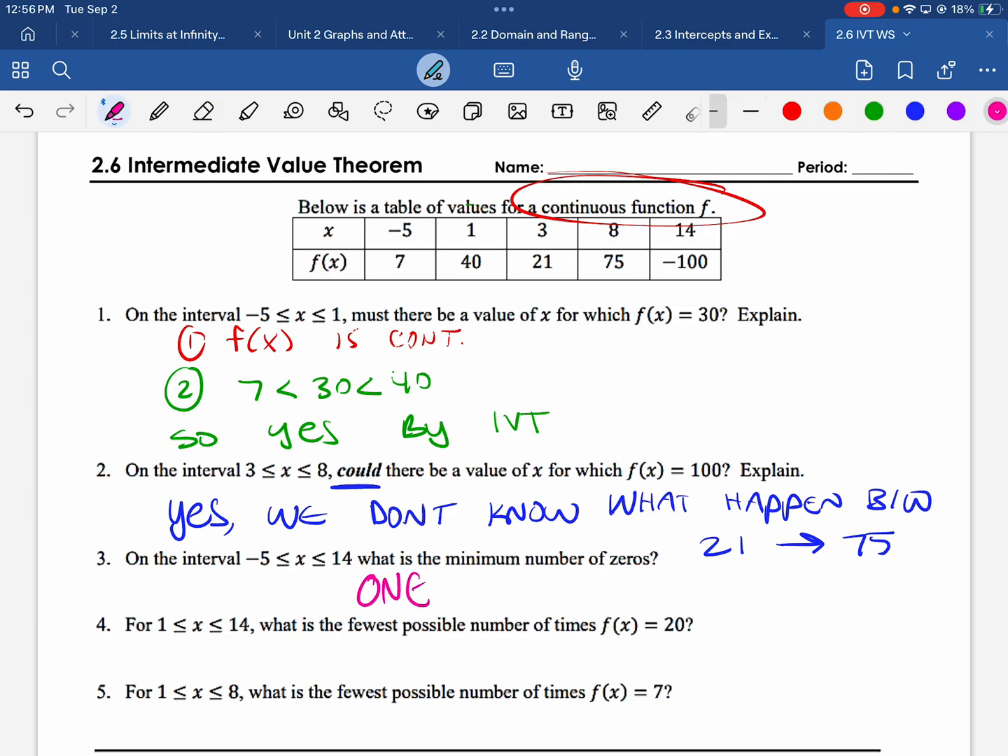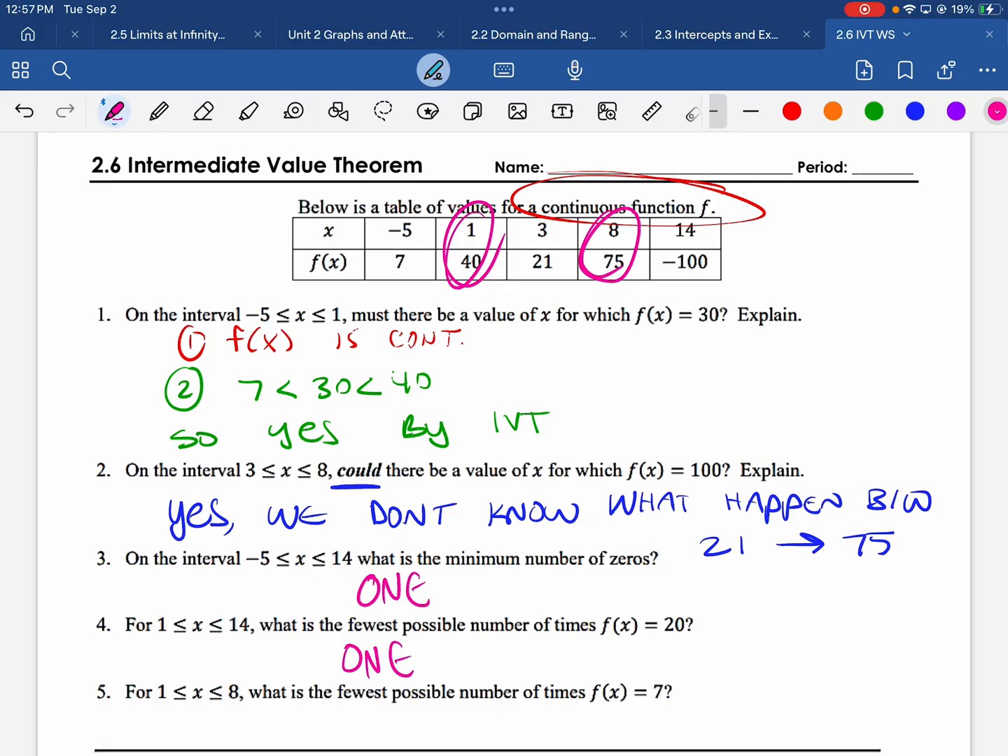All right, from 1 to 14. So from 1 to 14, what's the fewest possible times you would hit 20? 2. Are you sure? I think it's just 1. Because, okay, so we're not starting here. So 40 to 21, do you have to hit 20? Oh yeah, it's just 1. Yep, nope. 21 to 75, you don't have to hit 20, but 75 to negative 100, you have to hit 20.